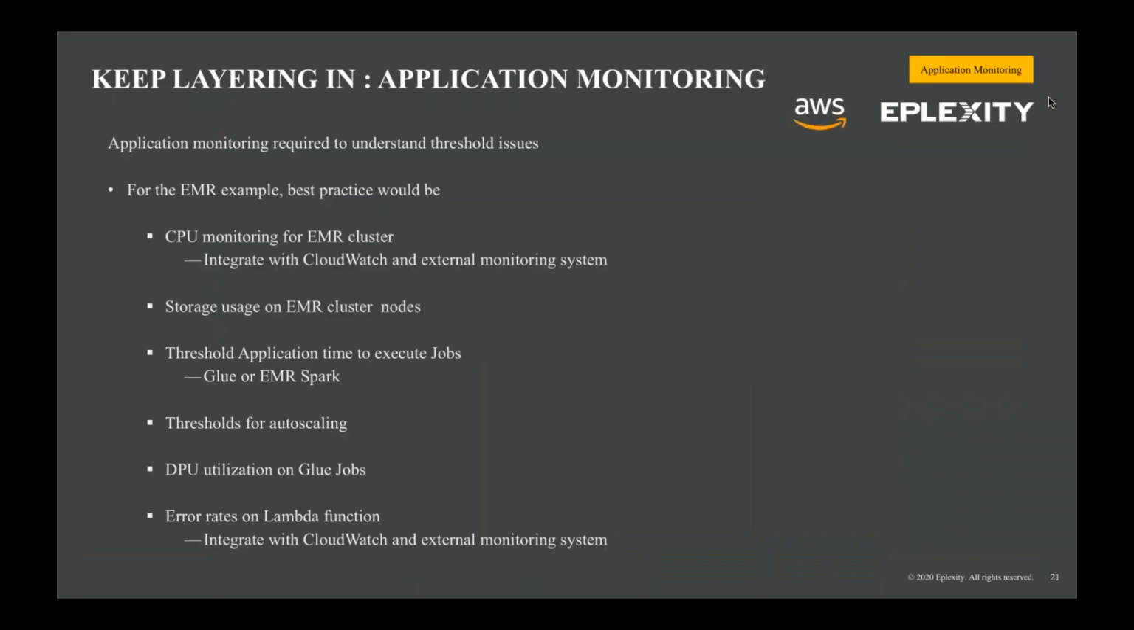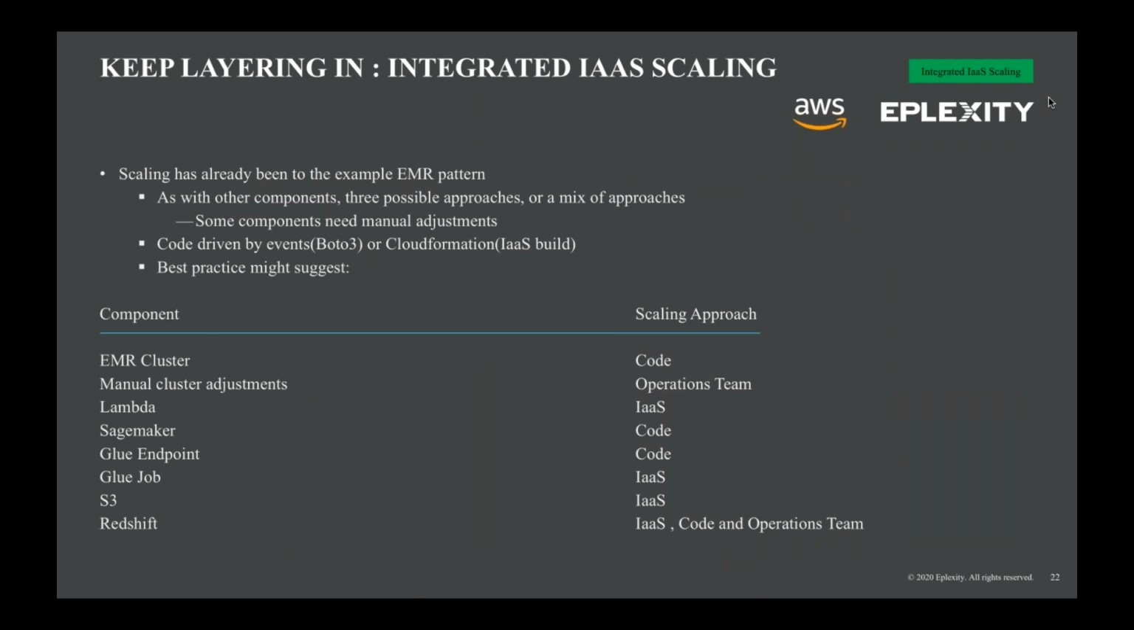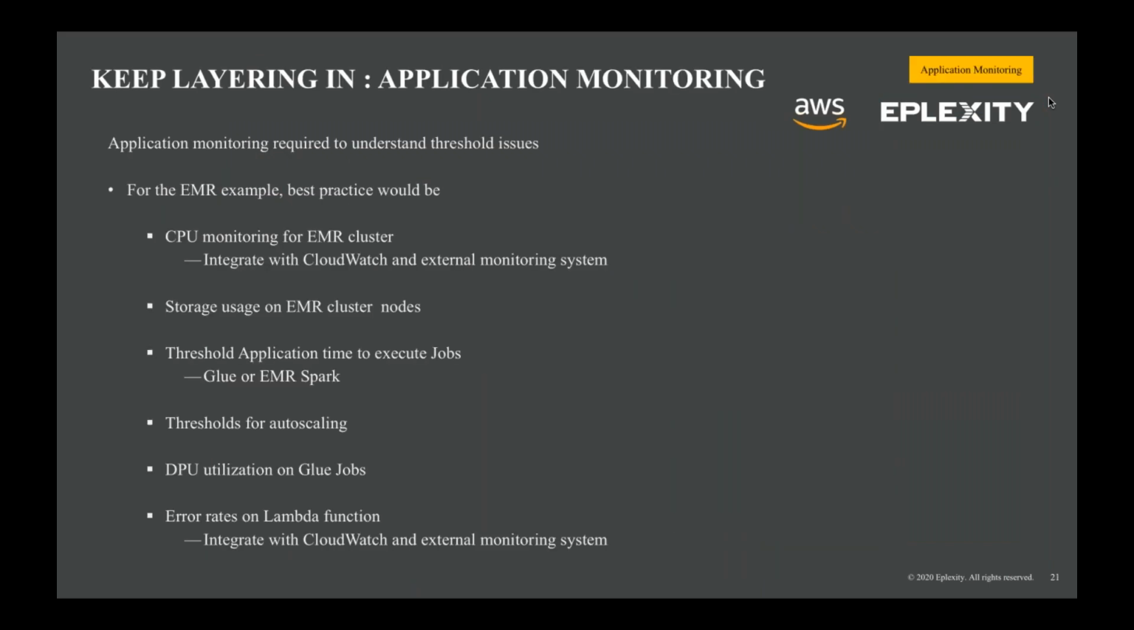So if I needed to, add application monitoring. In this case, CPU monitoring for clusters, storage usage on EMR clusters, the threshold for the execution jobs, whether or not they're Glue or EMR. What are my thresholds for auto scaling? Am I getting close? Am I getting nowhere near it? What is my DPU utilization? All of those go into application monitoring and then become part of the pattern.